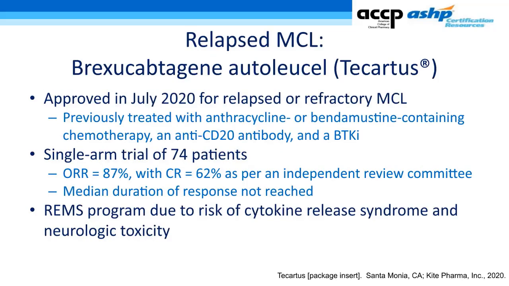And finally, a CAR-T product has been approved for relapsed mantle cell lymphoma. This is brexucabtagene autoleucel, or Tecartus, which was approved in July 2020 for relapsed or refractory mantle cell lymphoma after being previously treated with an anthracycline or bendamustine, as well as an anti-CD20 monoclonal antibody and a BTKI, so pretty heavily pretreated patients. You can see this was a single-arm trial of only 74 patients, but the overall response rate was an impressive 87%.